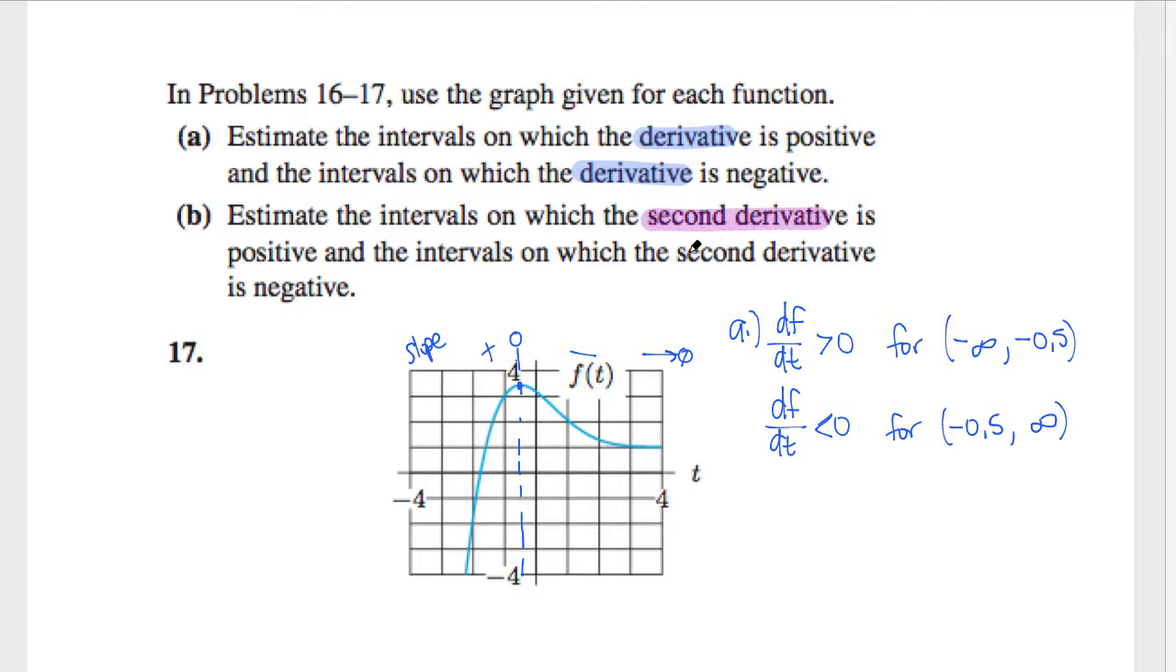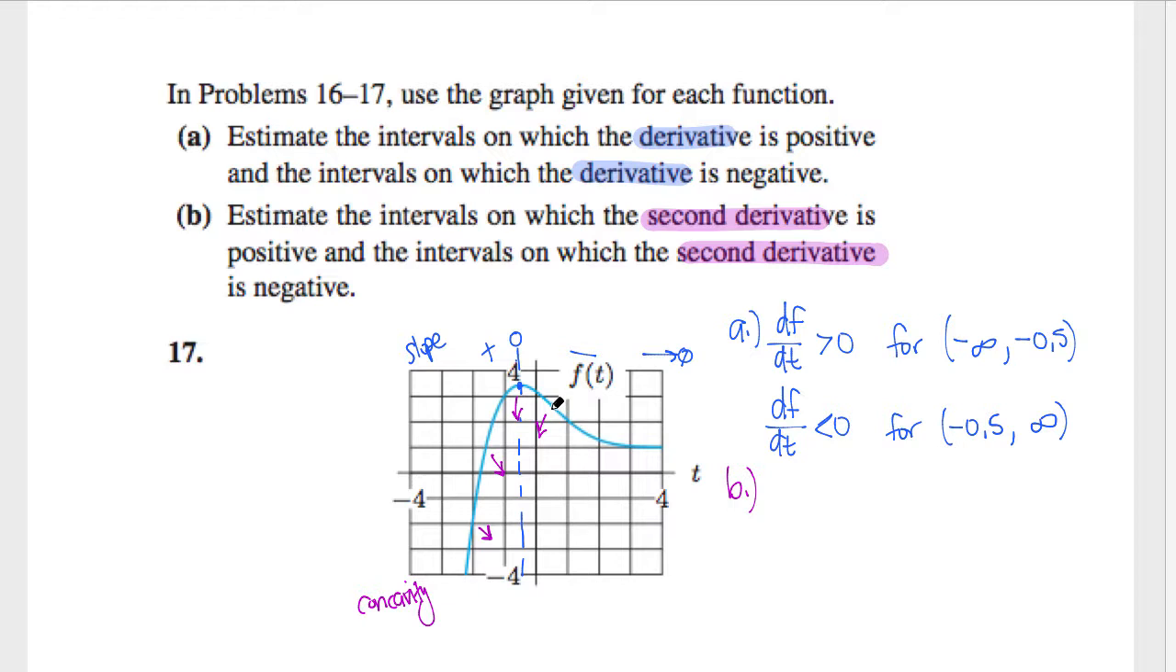Now for part B, we have a second derivative that we need to worry about. So the second derivative, is it positive or negative? So the second derivative has to do with concavity. So just looking at our function, we are concave down, right? Our graph is curving downward for this entire interval up until somewhere in this range. So somewhere over here, it flips from being concave down to concave up.